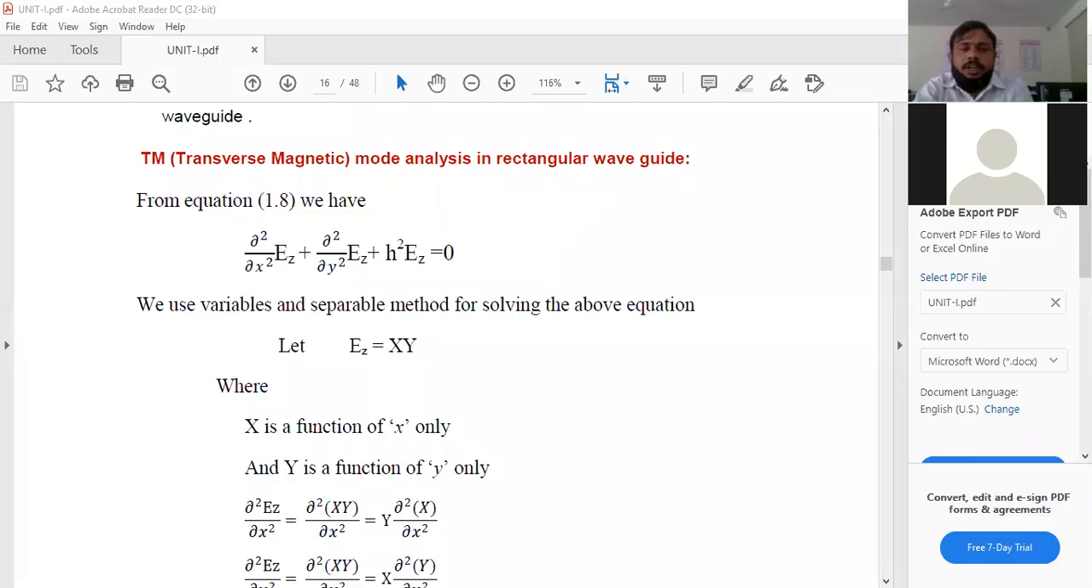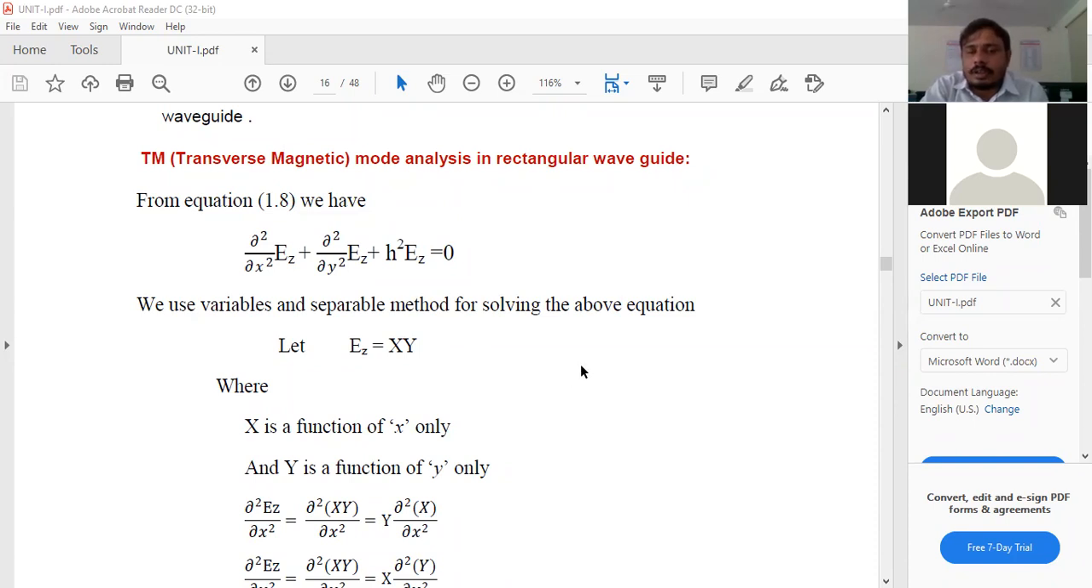So here in transverse magnetic mode, our intention is to find out the expression for Ez. From this wave equation, we already know this: ∂²Ez/∂x² plus ∂²Ez/∂y² plus h²Ez is equal to 0. This is from the wave equation.